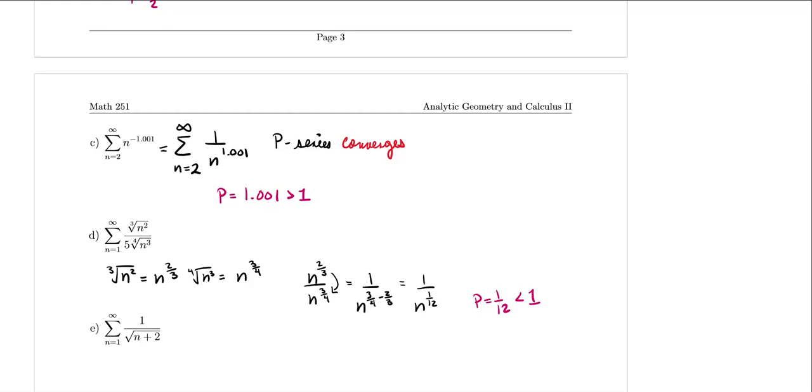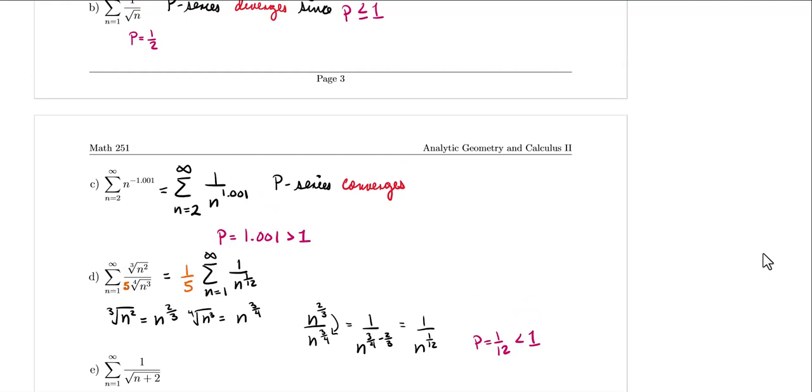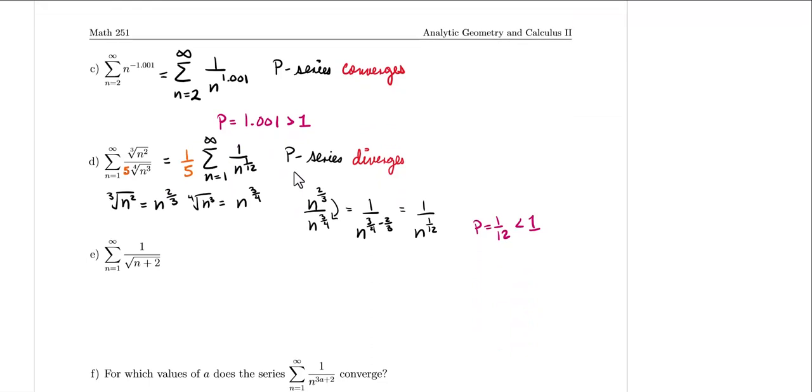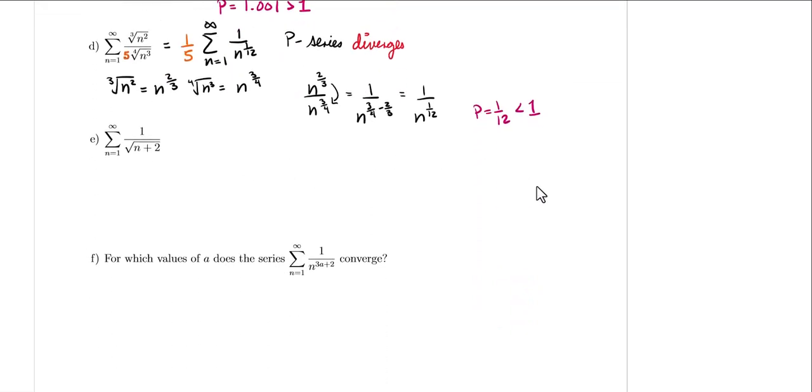So let's go ahead and rewrite the whole series here as a p-series. Now, we have a 5 here, and just to get you more familiar with the properties of series, since it's a constant, I'm going to take it out. So we're going to have 1/5 times the sum as n goes from 1 to infinity of 1 over n to the 1/12, and this one here is a p-series that will be diverging since the p-value is less than 1.